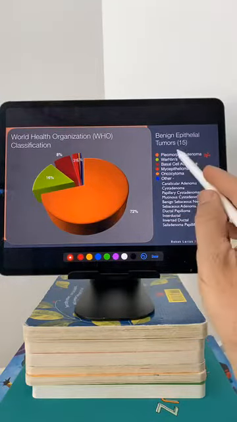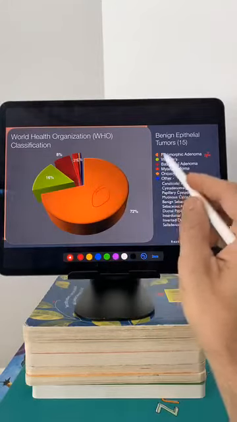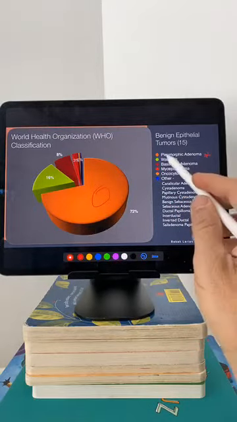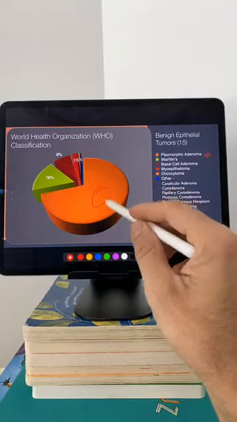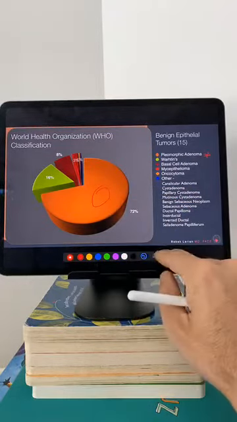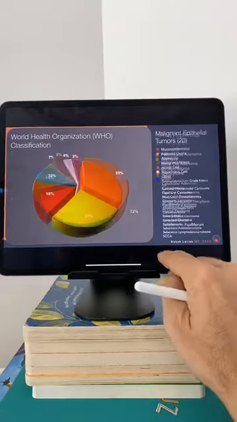In any case, so pleomorphic adenoma, the most common tumor in the salivary glands, in the parotid glands, is one that's concerning because it doesn't start off as a cancer, but potentially can become one. All right, so let's move on.